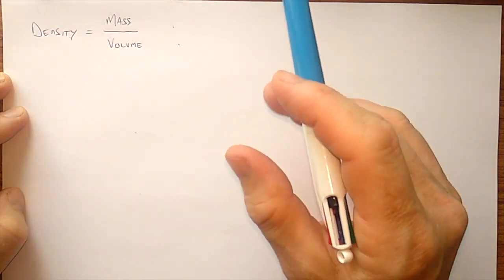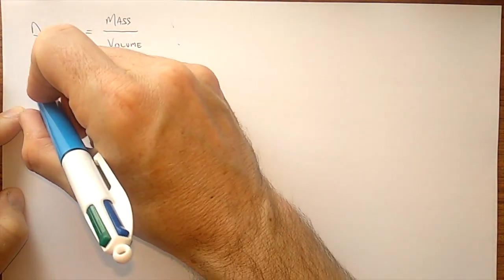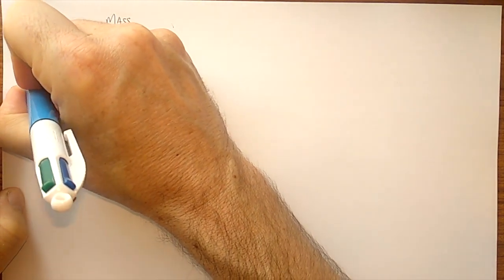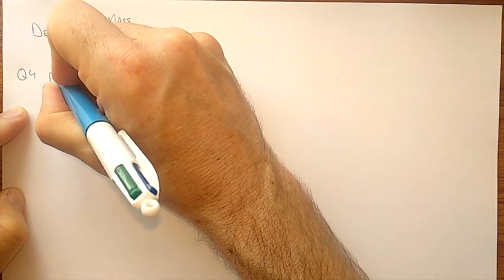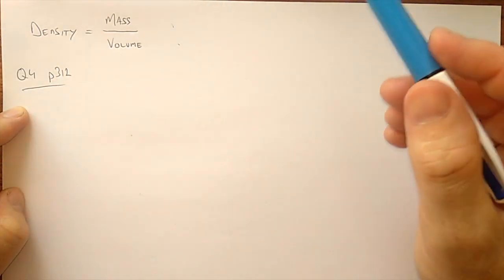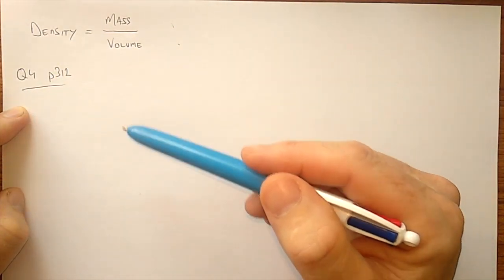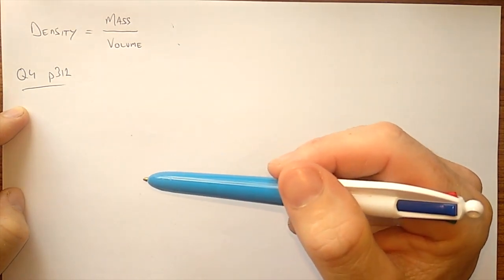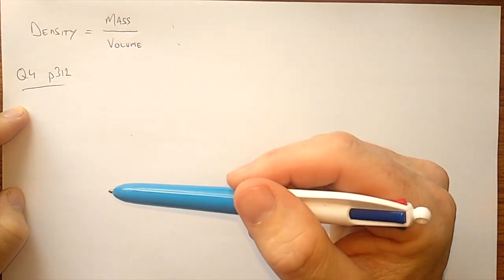Now if we look at our question here, this is question 4 on page 312 in the knowledge and understanding part of it. What's the density of a block of wood where the volume is 200 centimeters cubed and the mass is 180 grams?